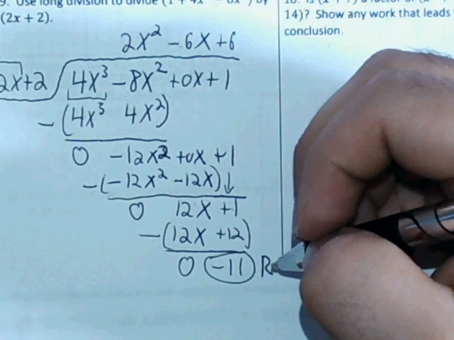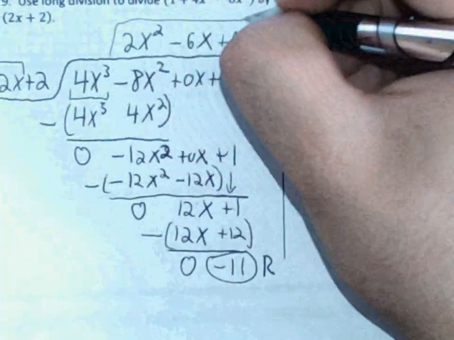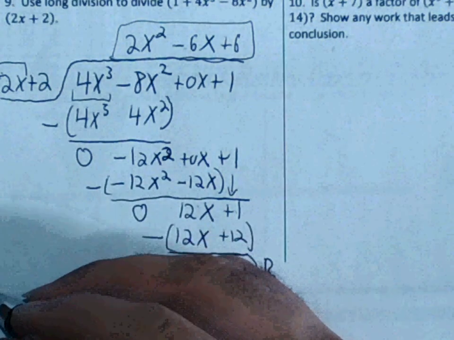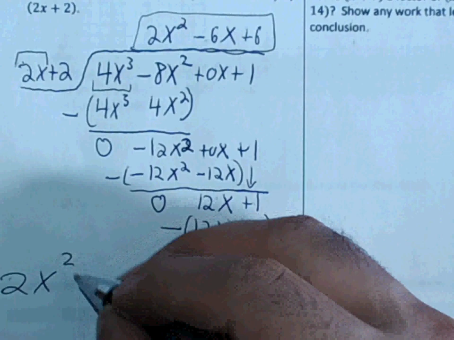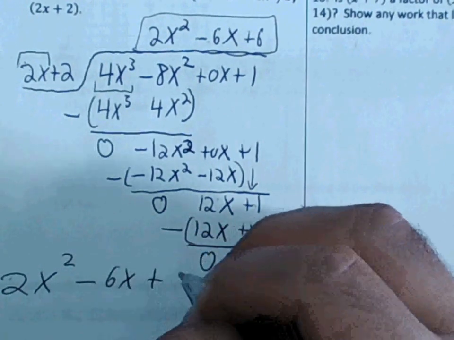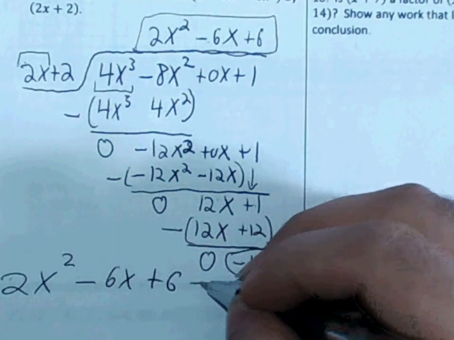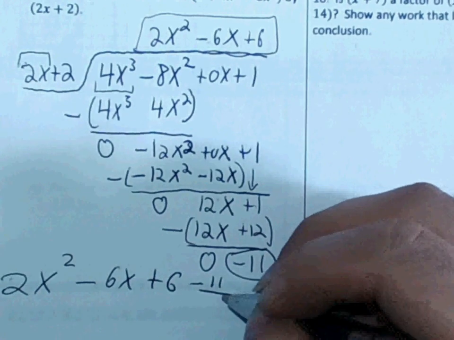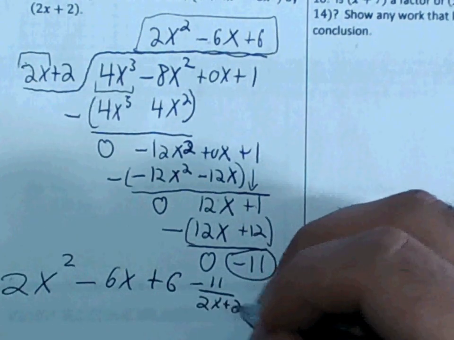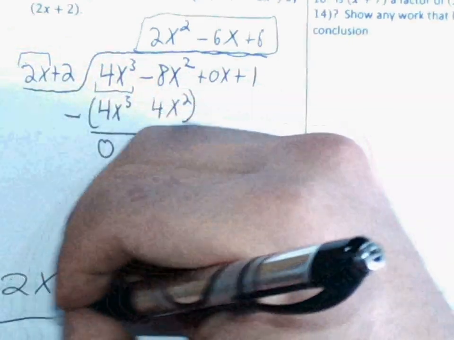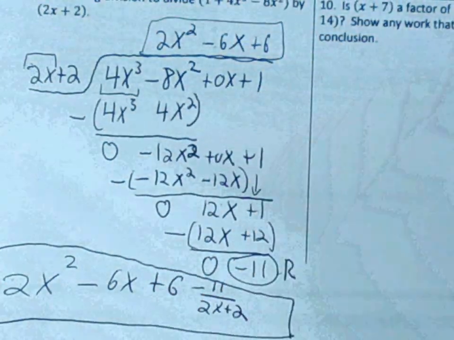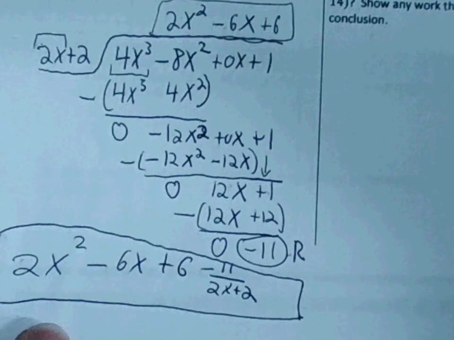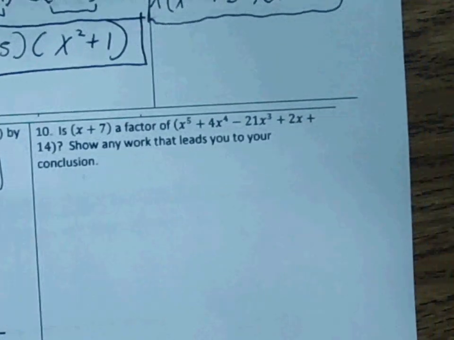So our final expression will be this term plus the remainder divided by the divisor. So what it would look like is 2x squared minus 6x plus 6 minus 11 over 2x plus 2. Okay, that's the problem. That's 9.